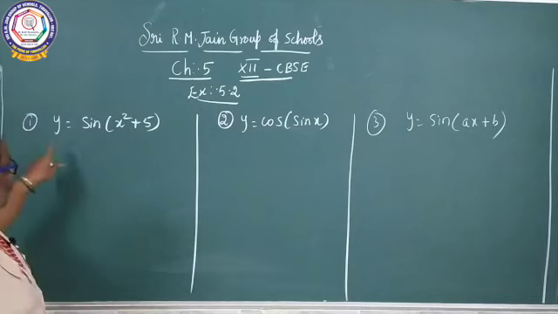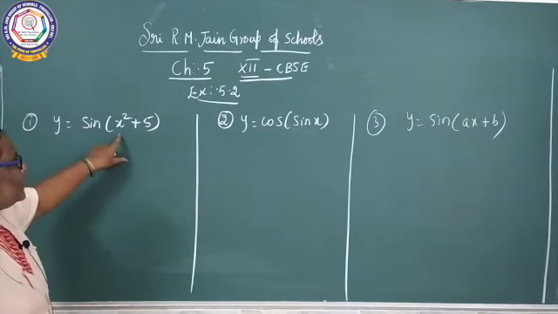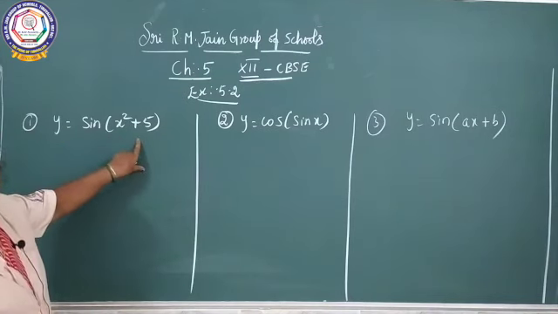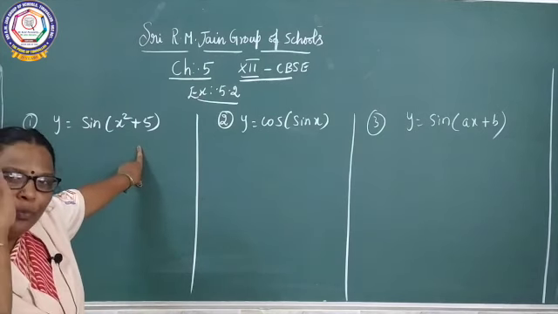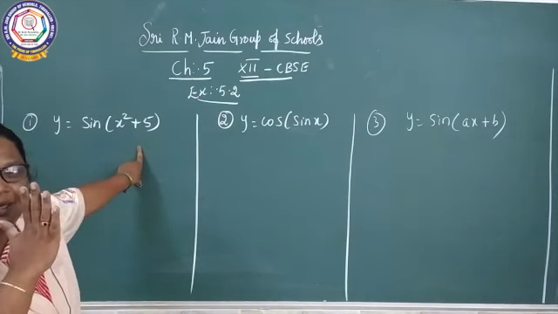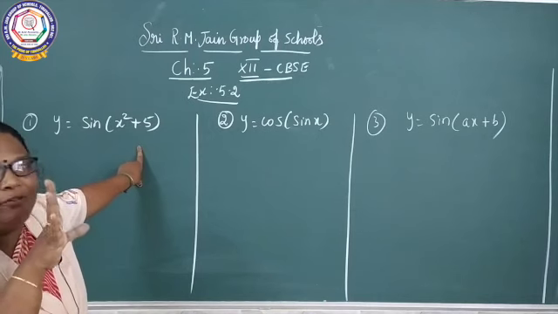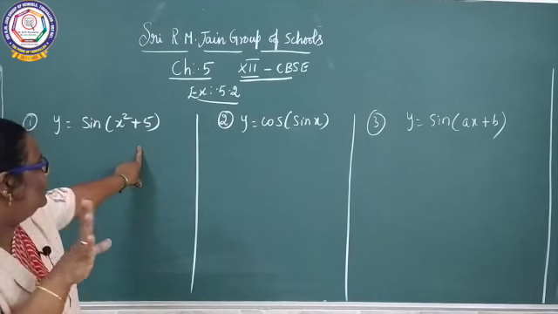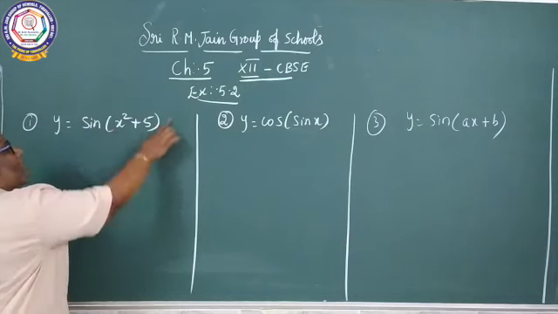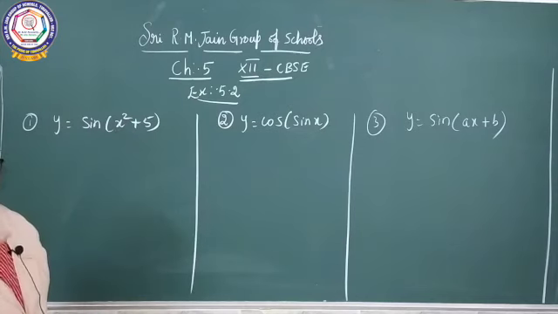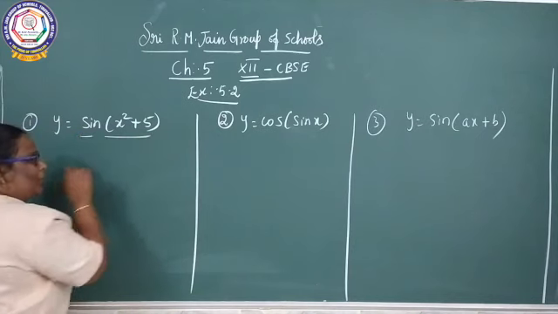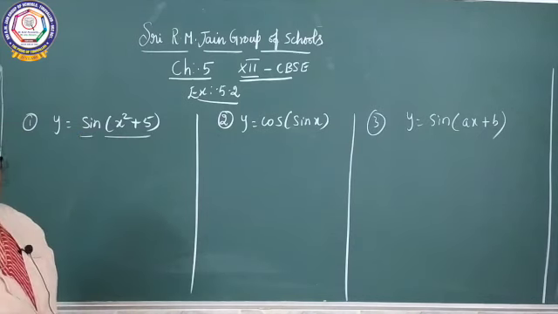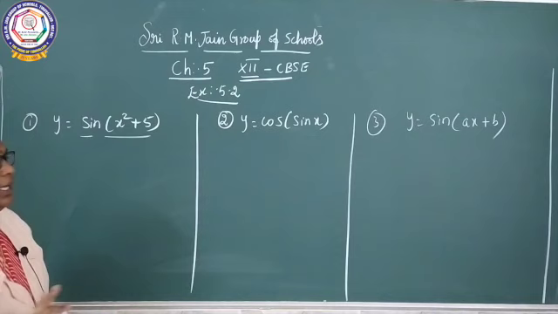See here, y equals sine of x square plus 5. This is the chain rule method. You don't get so much confusion. I am telling it in a simple way. Sine of x, but x square plus 5 is there. First, sine of x. You know syllabification in English? The same way you can proceed here.